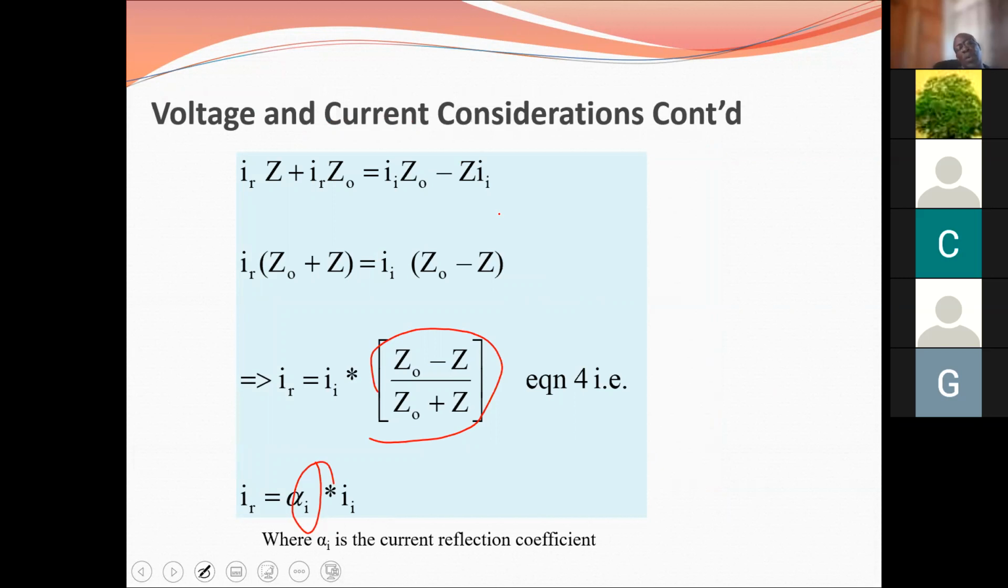So what you will see here, I didn't want to get into this, but you see that the numerator for the current reflection coefficient is simply the negative of the voltage reflection coefficient. So it means that alpha V is equal to minus alpha I.